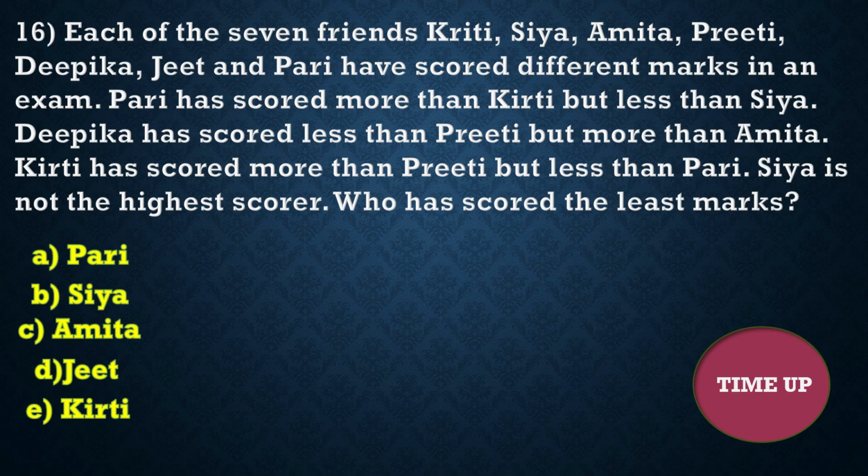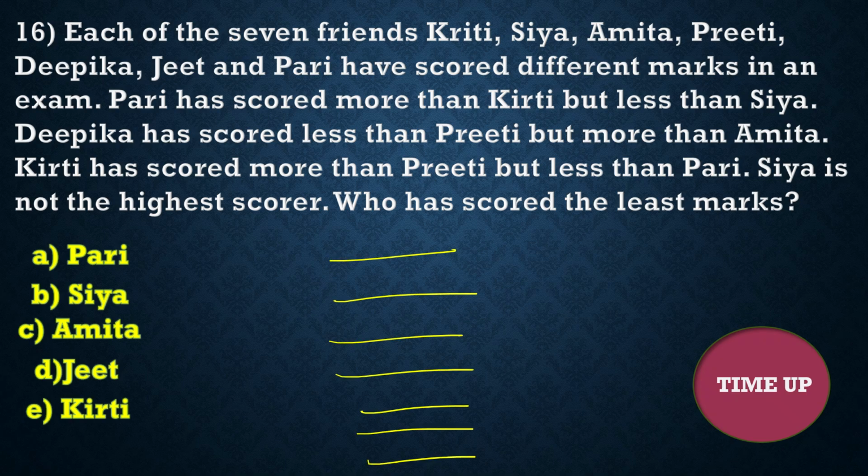Each of the seven friends. Okay, from this line, what you understood? Seven friends are there. Whatever the names may be, seven friends are there. So, without wasting the time, draw these lines. 1, 2, 3, 4, 5, 6, 7. Seven friends are there. Have scored different marks in an exam.